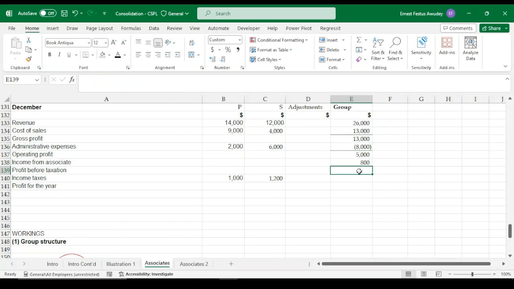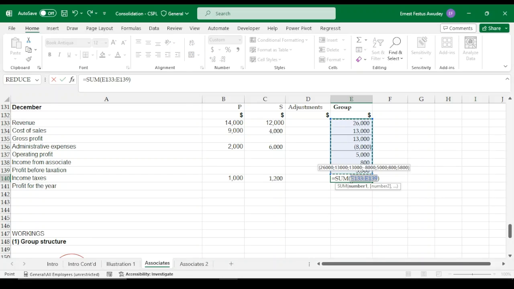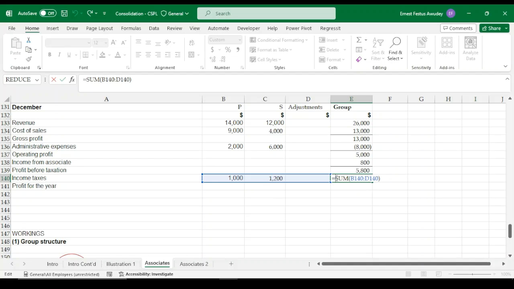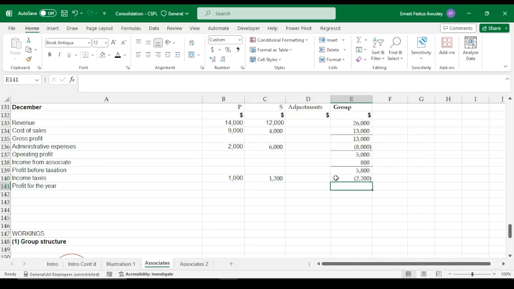So I can add these two figures, and that will give me my profit before tax of 5,800. Let me insert my border once again, and then I can subtract my tax. So using alt equals, I'll put a minus in front of it right there.